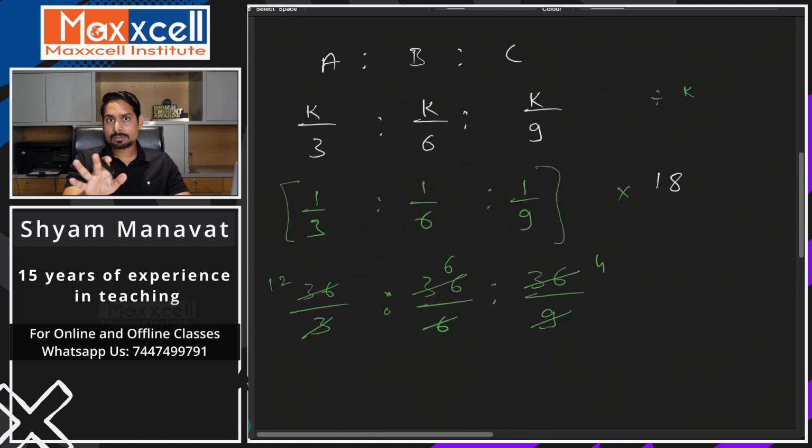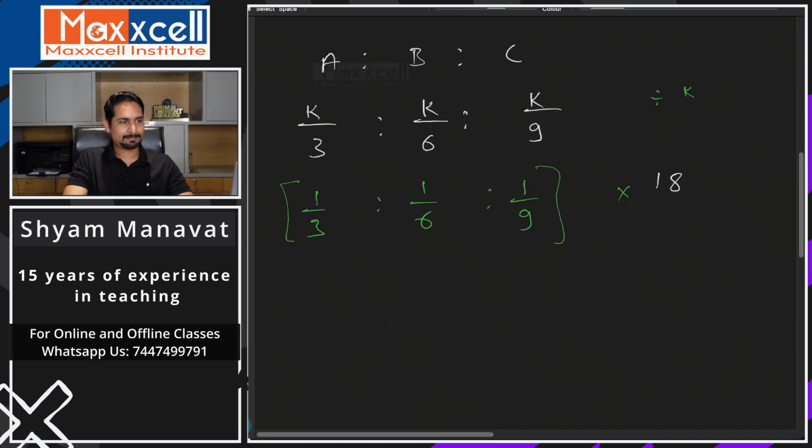So 36 was also not wrong. You can multiply by 36 and then simplify further, and you will get the same answer. Don't worry. But as I said, we multiply by the LCM, so I should show you with the LCM. The LCM is 18. Multiply by that: 18 by 3, 18 by 6, 18 by 9. So 3 sixes are 18, 6 threes are 18, 9 twos are 18.